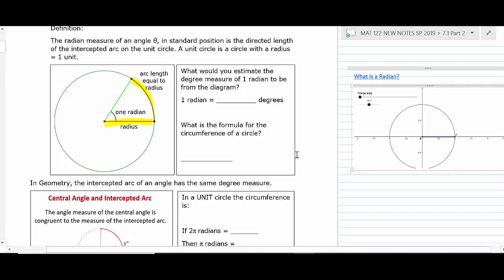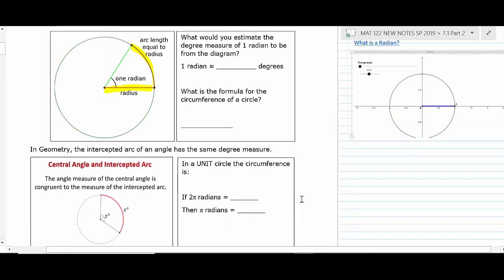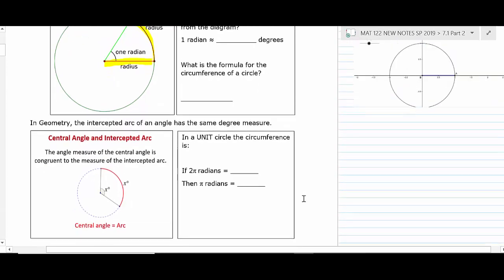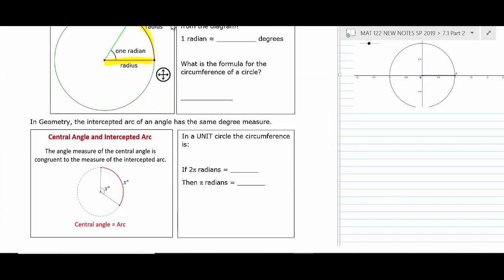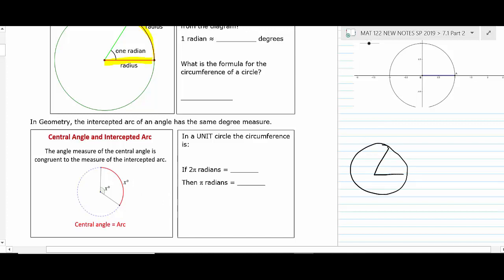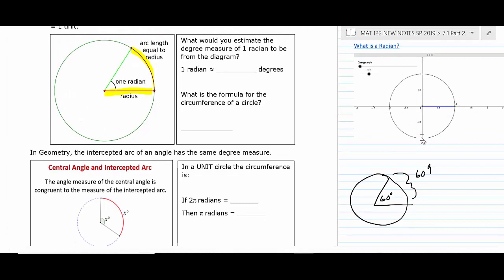Here's the idea from geometry, something you may have seen in a high school geometry class. If you have an angle, its degree measure is the same as the degree measure of the arc. So if you had a circle like this, and this angle was 60 degrees, then this arc is also 60 degrees. That's how we defined the degree measure of an arc of a circle. We're going to use that important fact in just a minute.